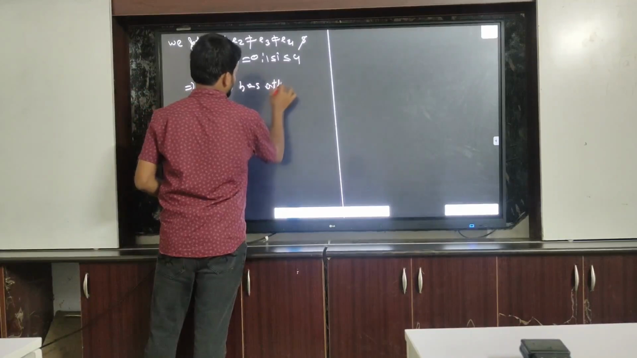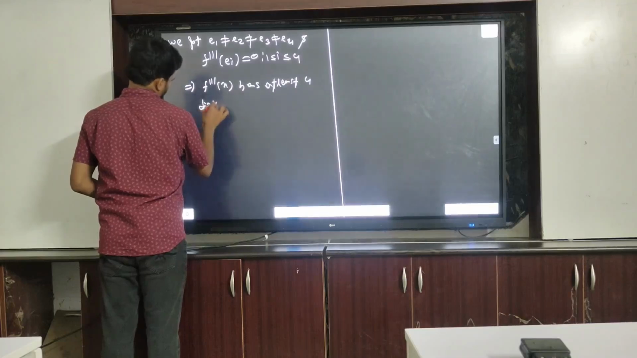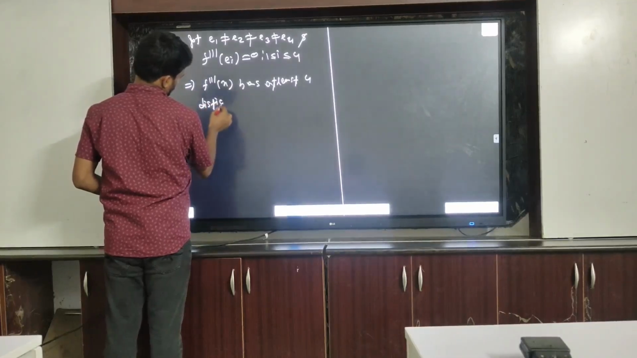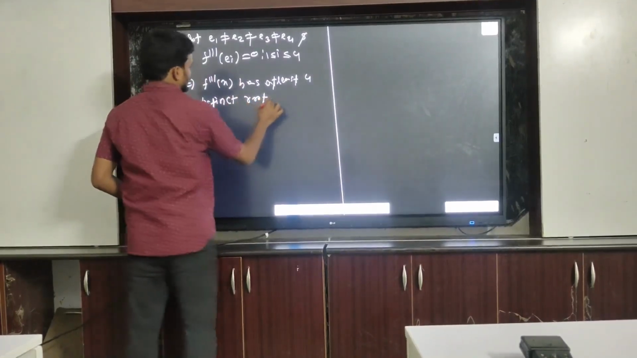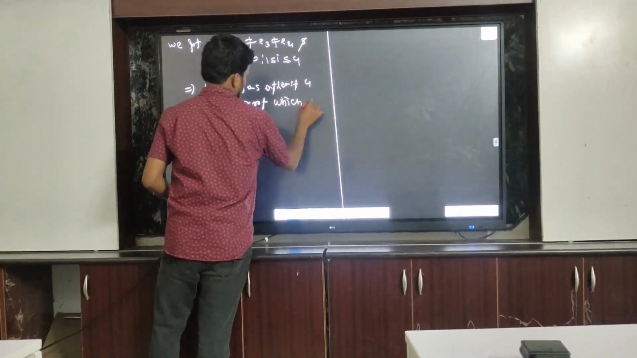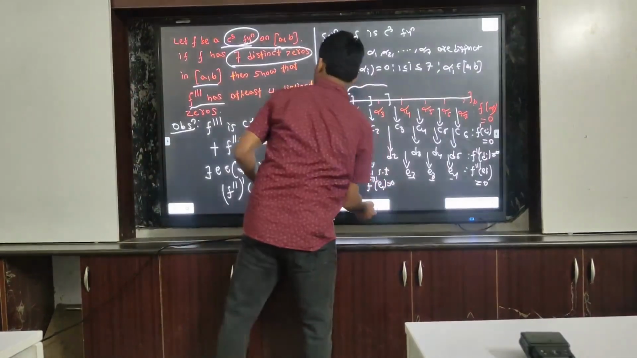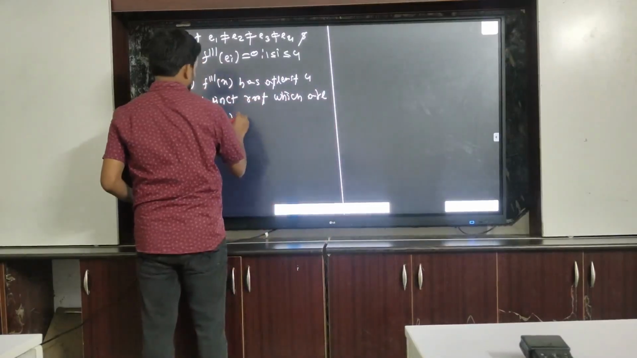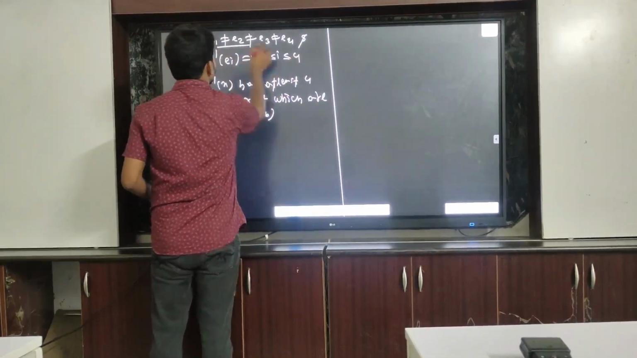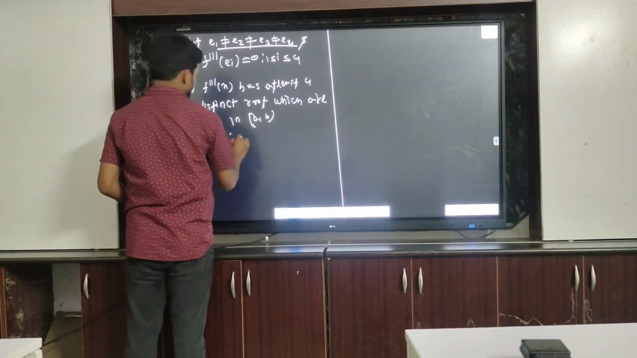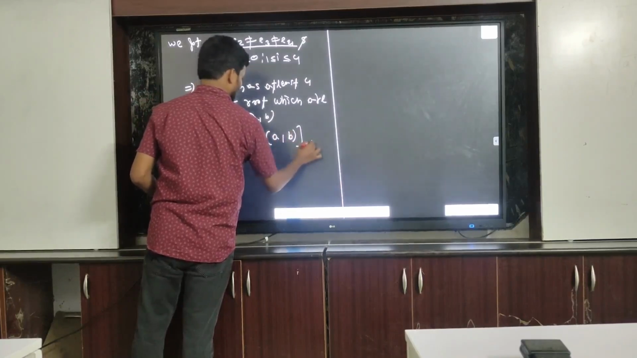at least 4 distinct roots, which lie in the interval, since the Ei are given there. This is what we needed to prove.